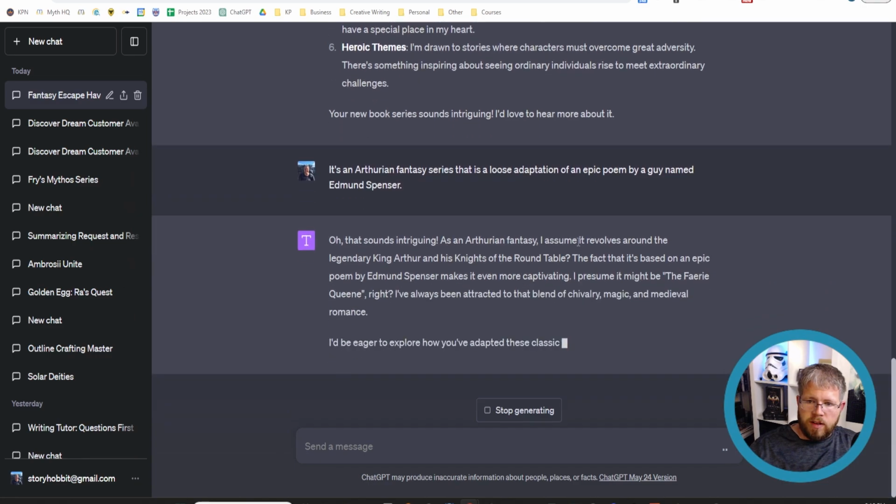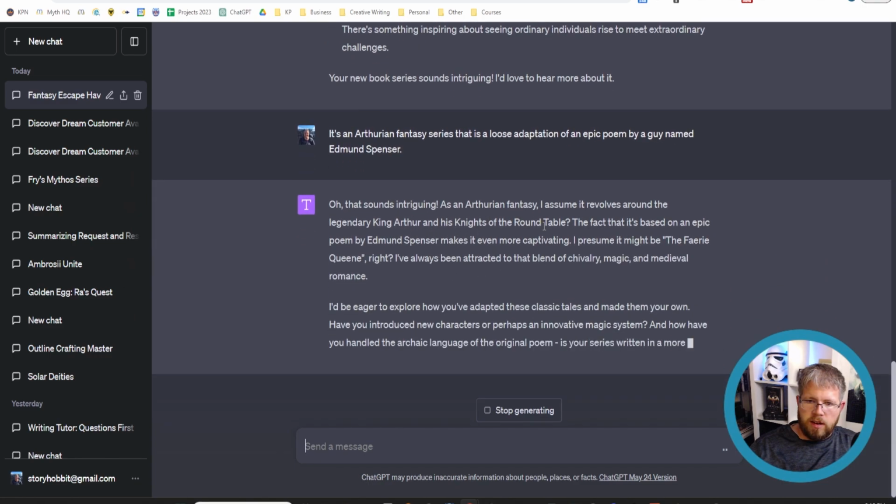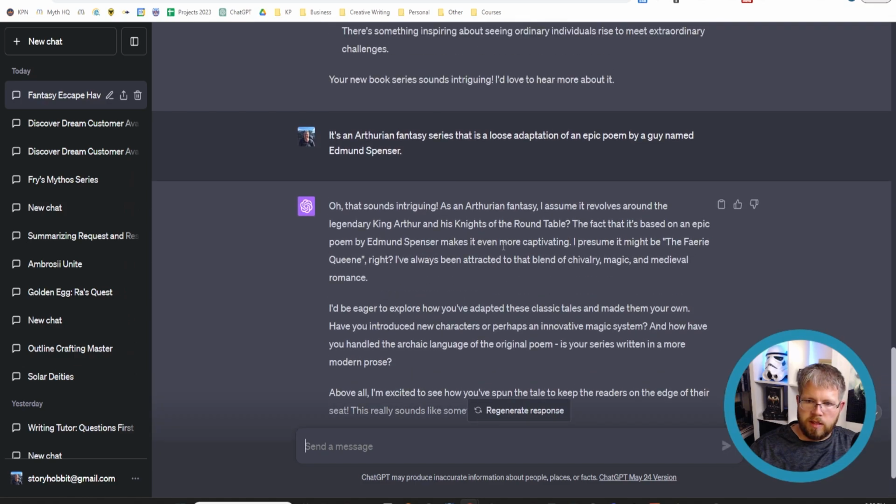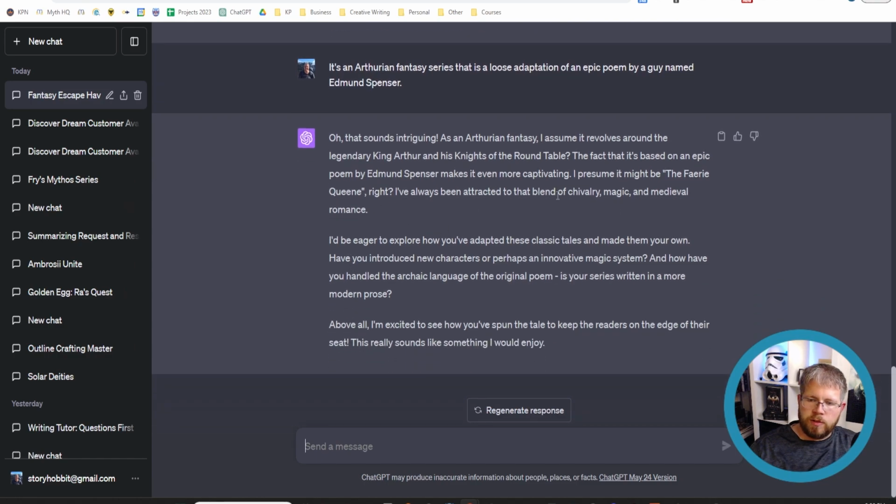As an Arthurian fantasy, I assume it revolves around the legendary King Arthur and the Knights of the Round Table. The fact that it's based on an epic poem by Edmund Spencer makes it even more captivating. I presume it might be the Fairy Queen, right? I've always been attracted to that blend of chivalry, magic, and medieval romance. Now, a lot of people won't know what the Fairy Queen is, but the AI does, and so, yeah, that is accurate. I'd be eager to explore how you've adapted these classic tales and made them your own. Have you introduced new characters or perhaps an innovative magic system? So, yes, it does do a good job conversing.